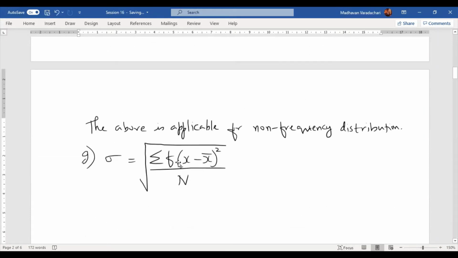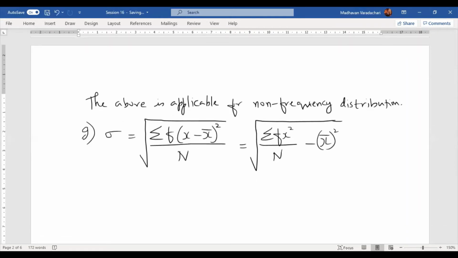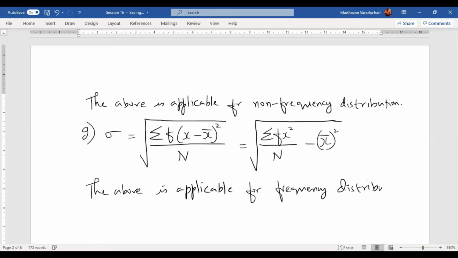Again, this can be expanded as a minus b the whole square. So this formula can also be written as square root of summation f into x square by capital N minus x bar the square. This formula you will use if it is a frequency distribution. The above is applicable for a frequency distribution.